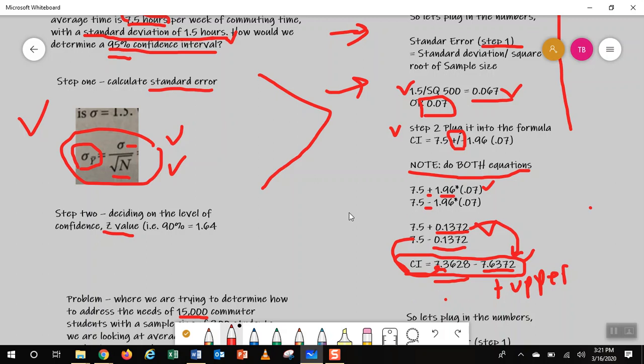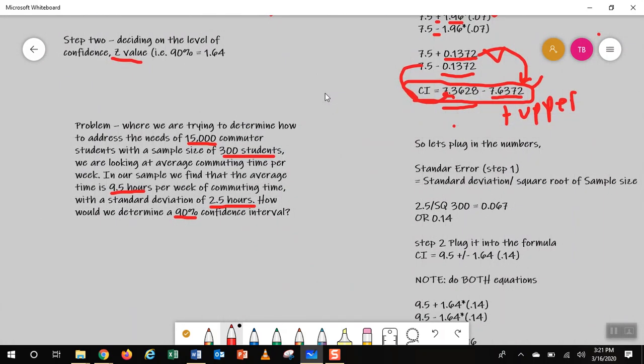So if you want to pause it here and rewind it, take a look at it, but basically that's it for this part. And if we were to do a second one, we'll run through the second one. It's going to be a similar idea, but let's plug them in differently, so you can get more practice with this, and it's worked out over here to the right. So the same problem, where we are trying to determine the needs of 15,000 computer students, that's the population size, with a sample size of 300 students, so 300 students is a sample. And we're looking for the average commuting time per week.